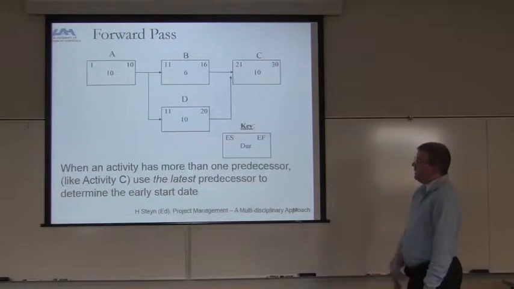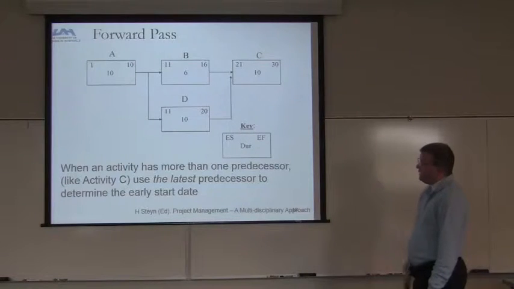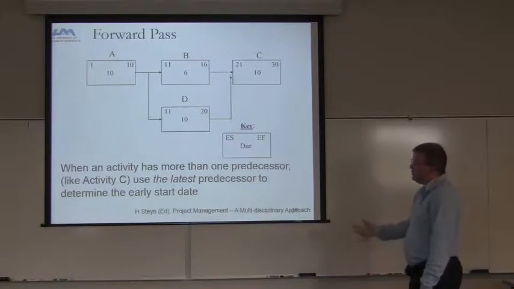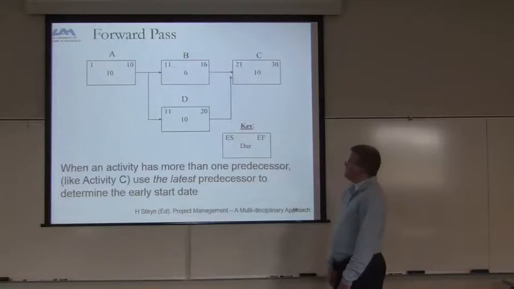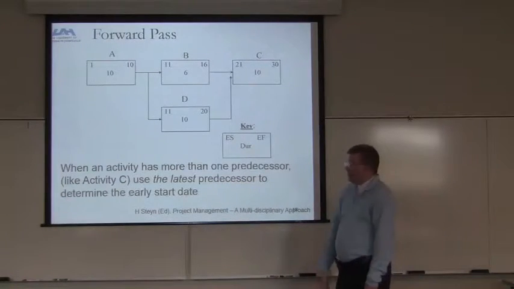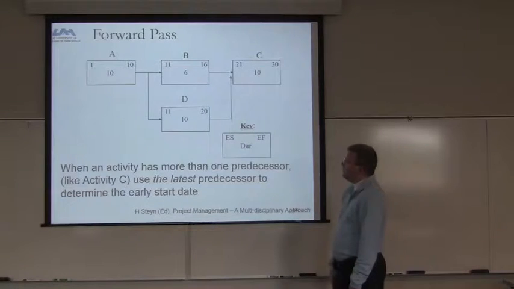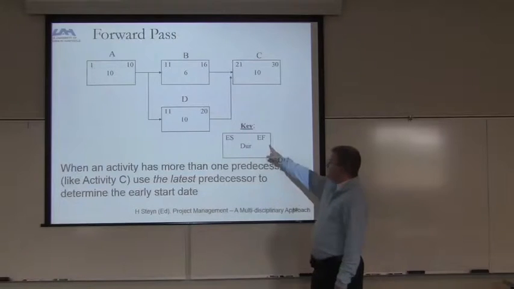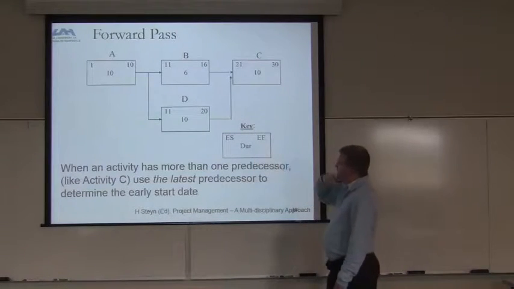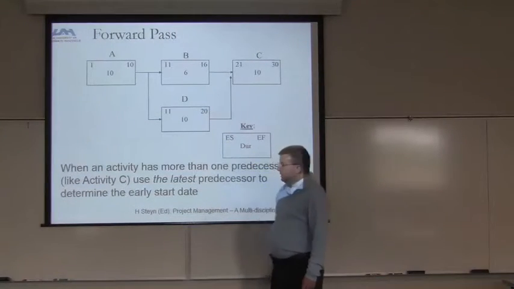And so when an activity has more than one predecessor, like activity C, you can use the latest predecessor to determine the earliest start date, right? So the latest one is going to give us the earliest start date that we can do. And so if you look at it, wait a minute, I can't remember the duration, right? So the latest one is really D, if we look at it from that perspective.